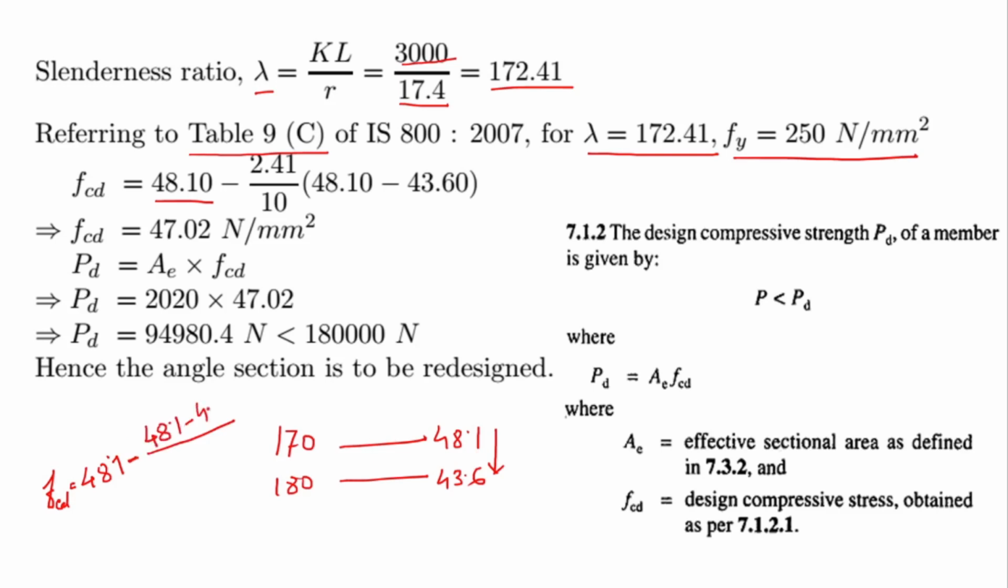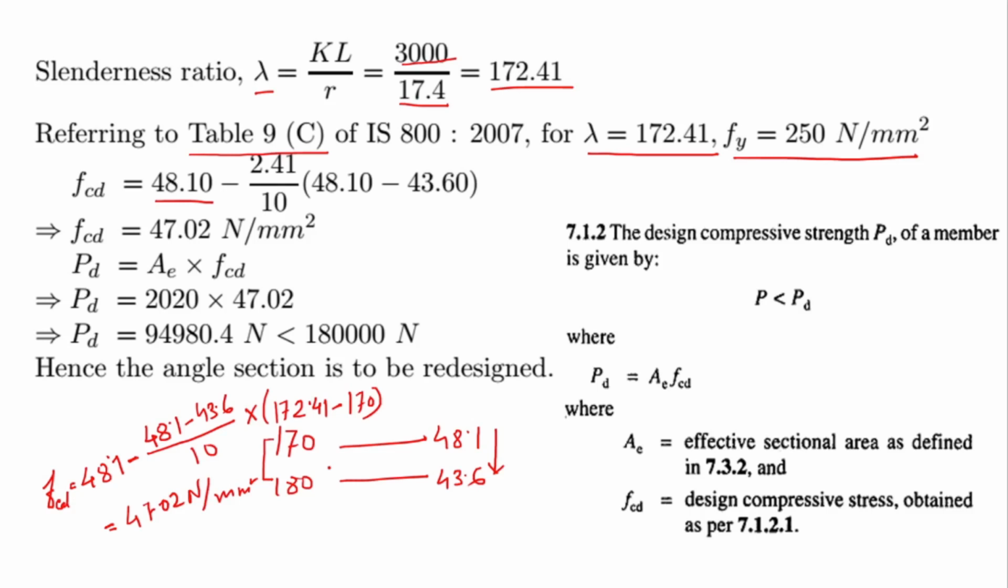48.1 minus 43.6 divided by this 10, the difference between 180 and 170, and it is multiplied by 172.41 minus 170. So FCD will be calculated as 47.02 Newton per mm square. So it is the design compressive stress for slenderness ratio 172.41.